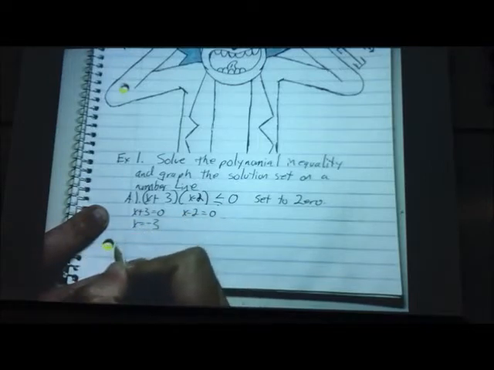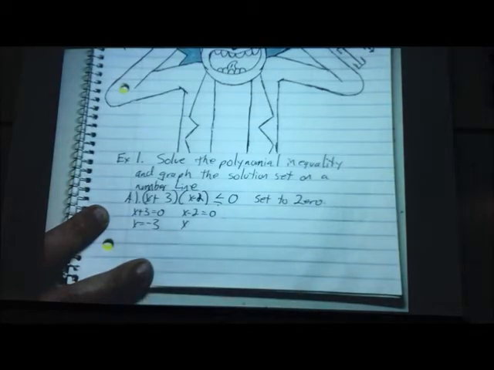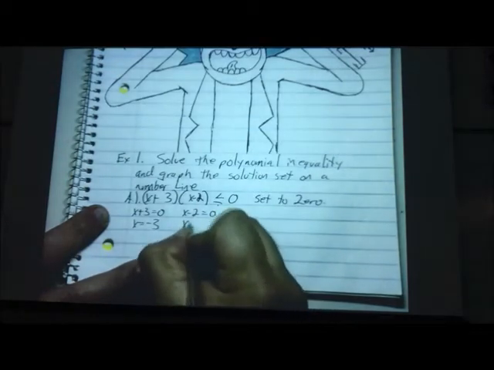By setting to 0, we have x plus 3 equals 0, x minus 2 equals 0. From here, x equals, if we move the 3 over, a negative 3, correct? If we have x and we move the negative 2 over to the other side, it becomes a positive 2. So now we have x equals negative 3 and x equals positive 2.